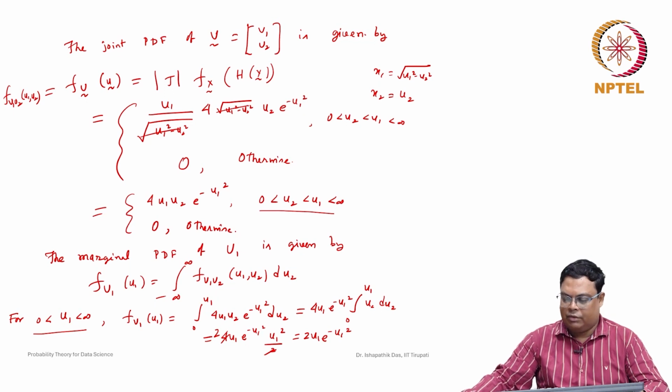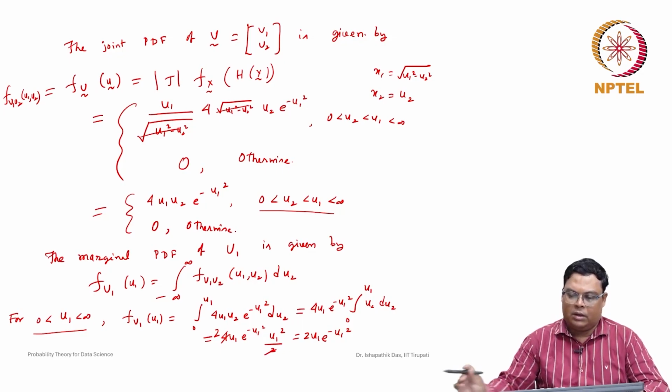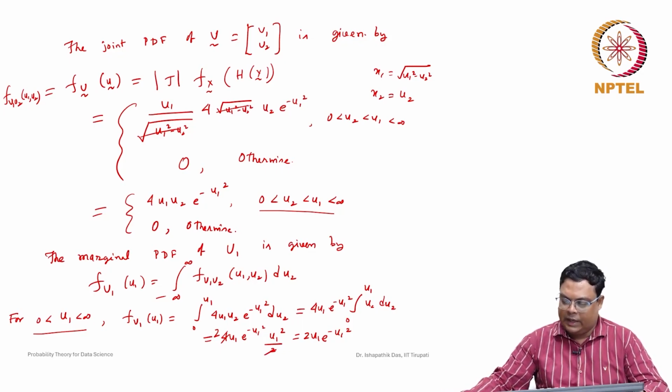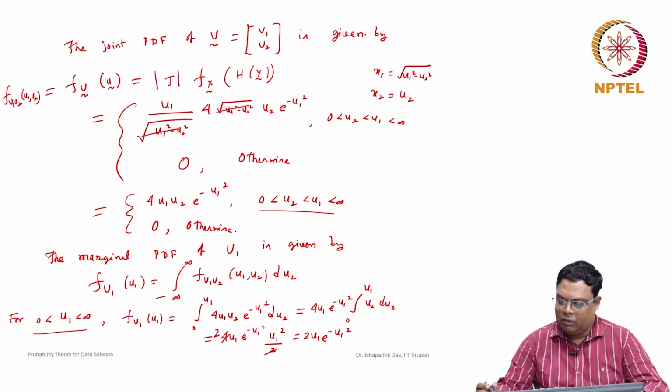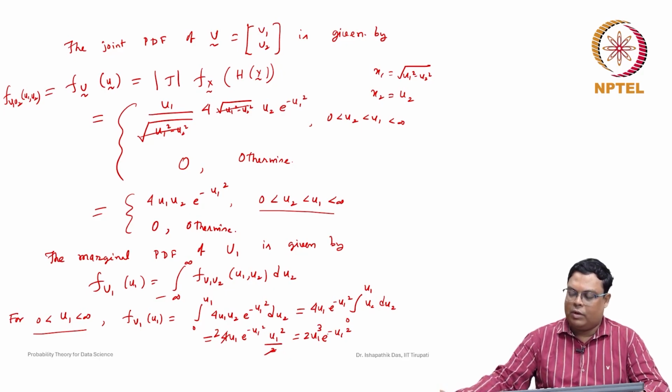So I just want to check whether there is any mistake. I hope it is correct actually. So basically 2 cancels, then this is u1, then u1 squared, so this will be u1 cubed. So 2 u1 cubed e to the power of minus u1 squared.